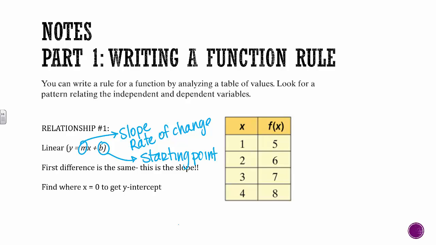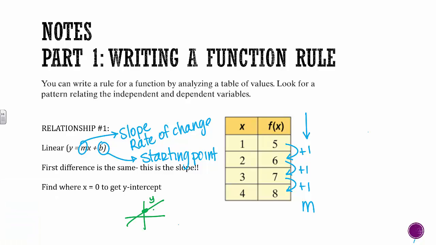So two quick things that you're going to do is find the first difference. When this is the same, that's your slope. And the difference that I'm talking about is the difference between your y values. So how do you move from 5 to 6? Well, you add 1. And then from 6 to 7, you add 1. 7 to 8, you add 1. When this number right here is the same, that tells you that it's a linear relationship, and that number is your m.